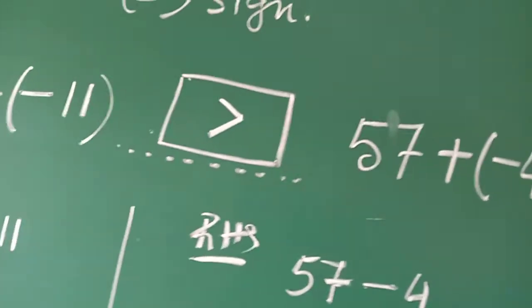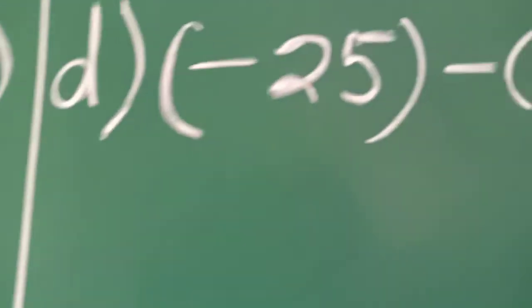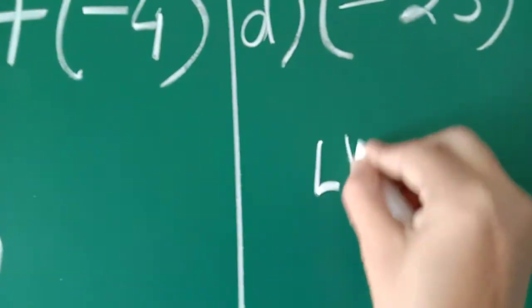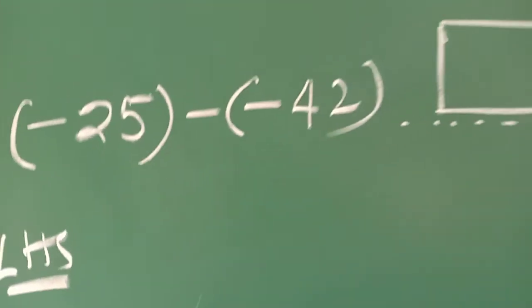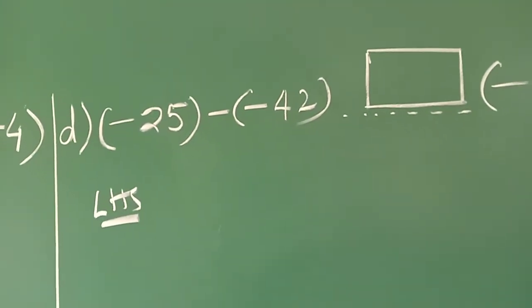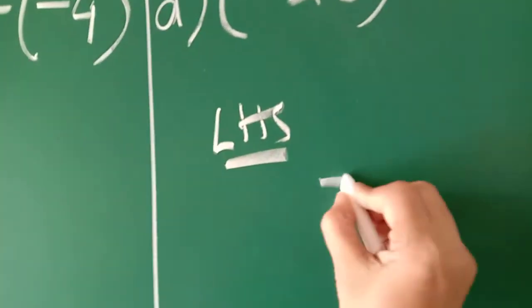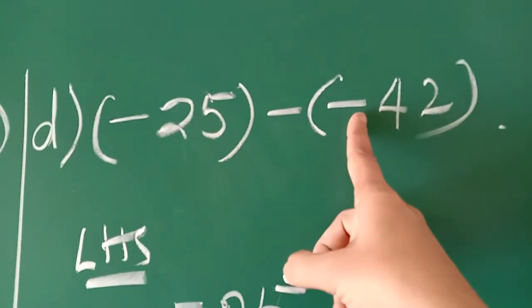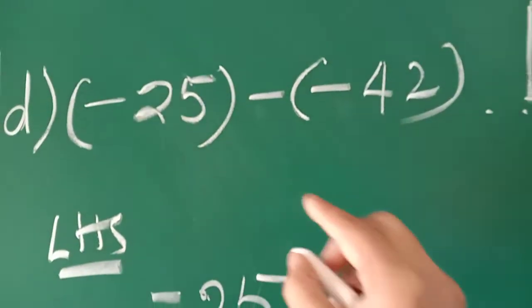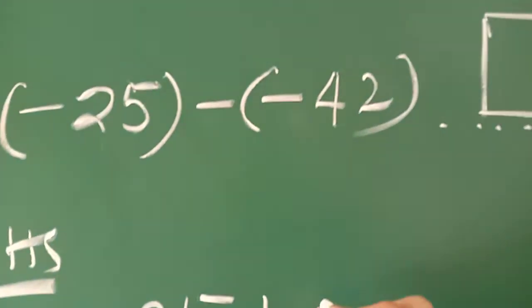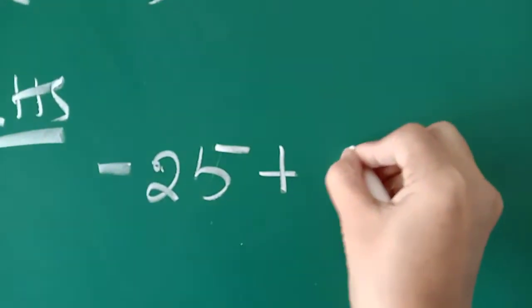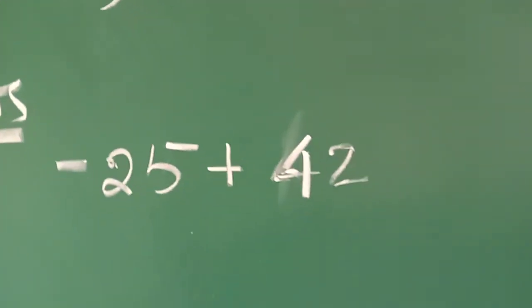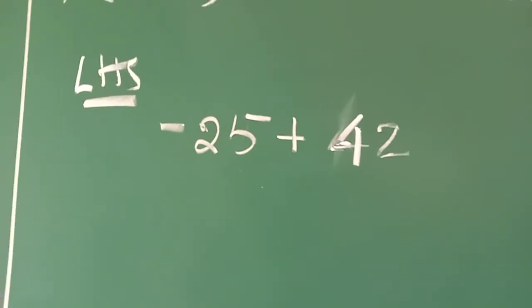Understood? Now the next sum is question number D. Minus 20 on the left hand side. Again, we will solve the left hand side and right hand side portions separately. Minus 25, and you are subtracting another negative integer. So actually what are you doing? You are adding 42. We are adding 42 with minus 25.